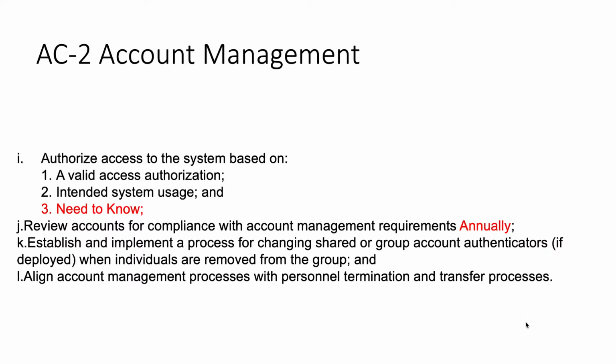Okay, one last. So we've included our attributes here, right? All we've added is need to know as our third criteria. Authorize access to the system based on need to know, right? So we've got valid access authorization, someone's approved it, intended system usage, and they've got a need to know. And then review accounts for compliance with account management requirements annually.